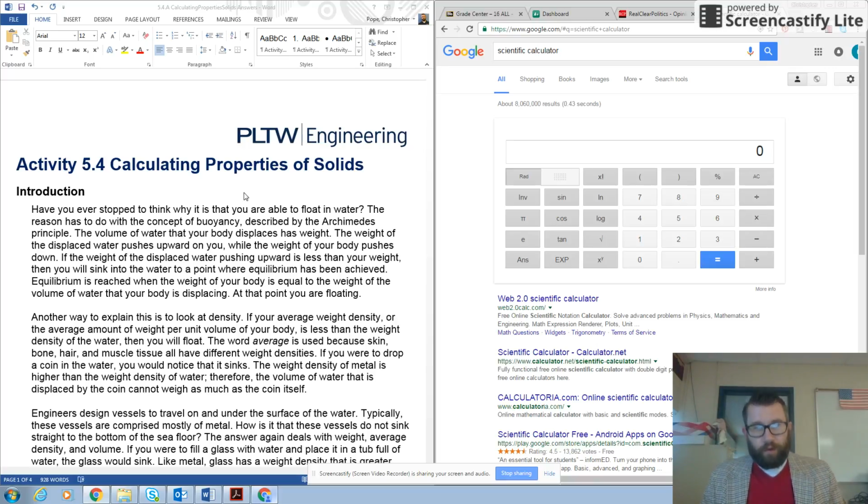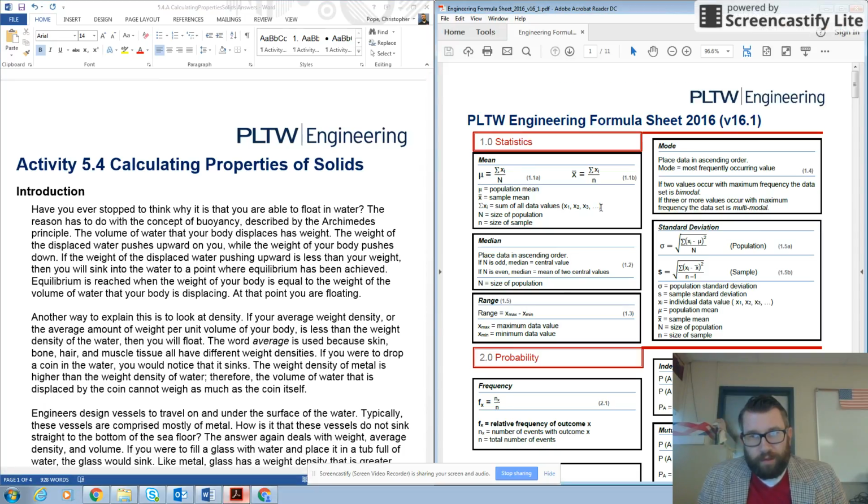Okay, today we are going to make a screencast on activity 5.4, which is calculating the properties of solids. Yesterday we learned about the different geometric shapes and techniques. If you haven't already, pull up activity 5.4. I also grabbed the scientific calculator, and we're going to be using the PLTW engineering formula sheet as we go along here.